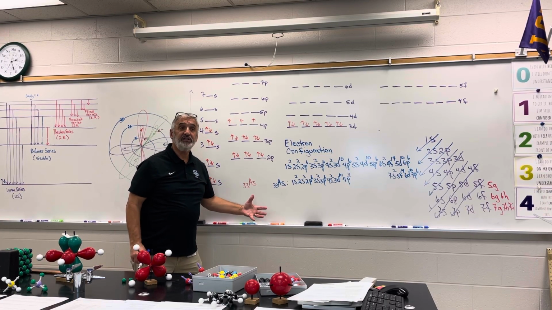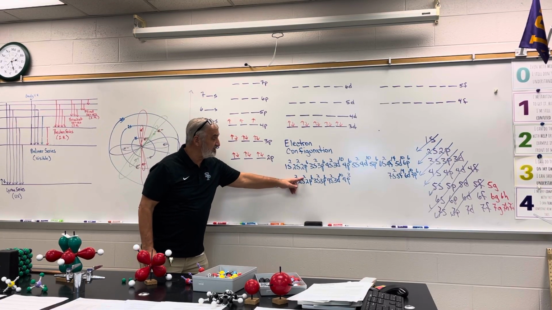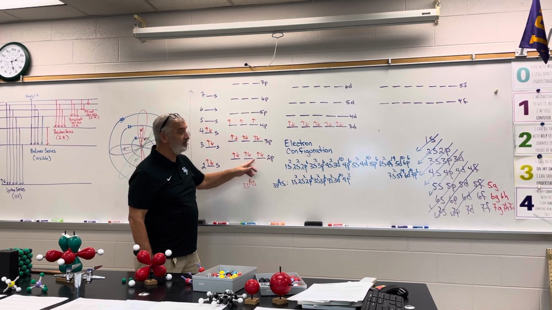That's my electron configuration. It's shorter. The top number tells me the total number of electrons in that sublevel. We're not breaking it up into individual orbitals.